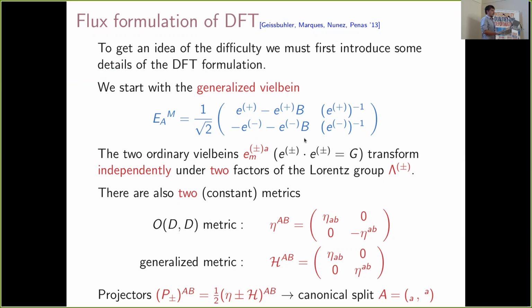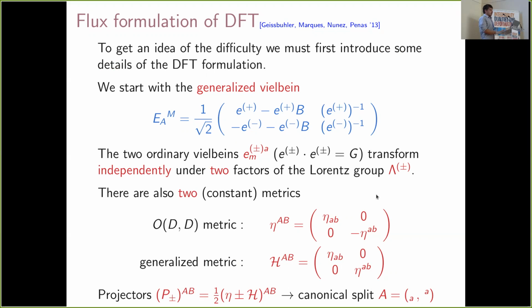So B is the usual B field. And then we have this E plus and E minus, which are two sets of ordinary vielbeins for the same metric, the standard metric G. So we just introduced two sets of vielbeins for the metric G. And the point is now that because we have introduced two of them, we can allow them to transform independently under two copies of the Lorentz group. So we're doubling the Lorentz group, and E plus transforms under one copy with parameters lambda plus, and the other, E minus, transforms under the other copy of the Lorentz group. So that's the double Lorentz symmetry.